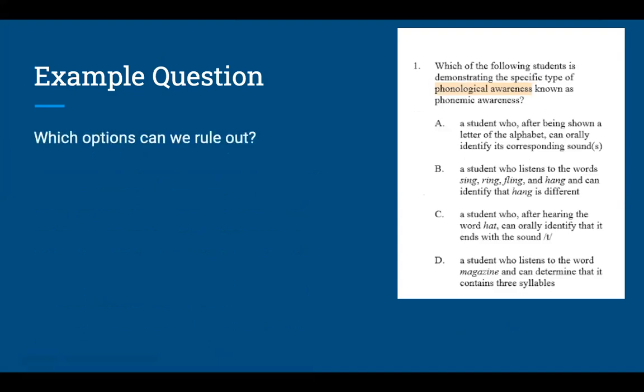Okay. So then another question we have: which of the following students is demonstrating the specific type of phonological awareness known as phonemic awareness? A, a student who, after being shown a letter of the alphabet, can orally identify its corresponding sounds. B, a student who listens to the words sing, ring, fling, and hang and can identify hang as different. C, a student who, after hearing the word hat, can orally identify that it ends with t. And D, a student who listens to the word magazine and can determine it contains 3 syllables.